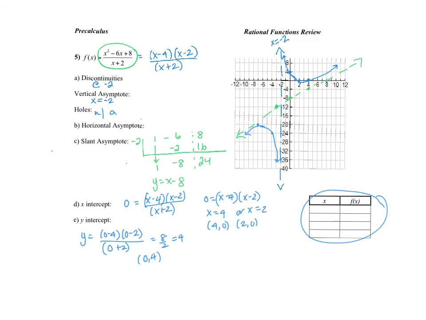And the way we're making our sketches is we're using the key features of the graph: holes, if there are any, vertical asymptotes, horizontal asymptotes, or slant asymptotes, and x and y intercepts. And then to get a more accurate picture, we are choosing values in each section of the graph, to the left and right of our asymptotes, so we can get a picture of what that's looking like.